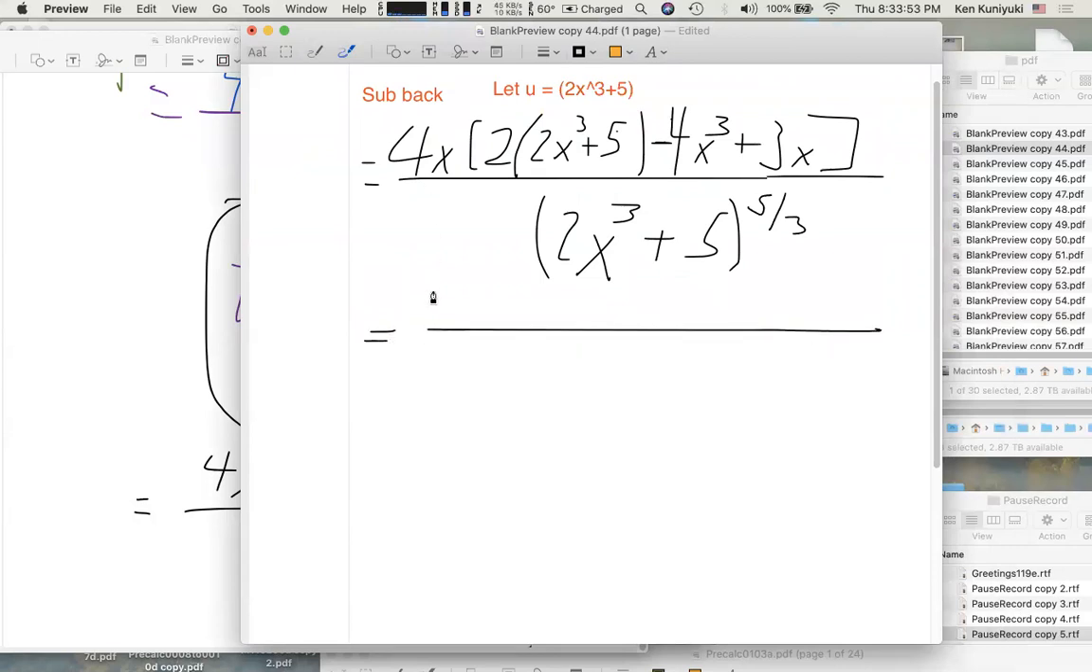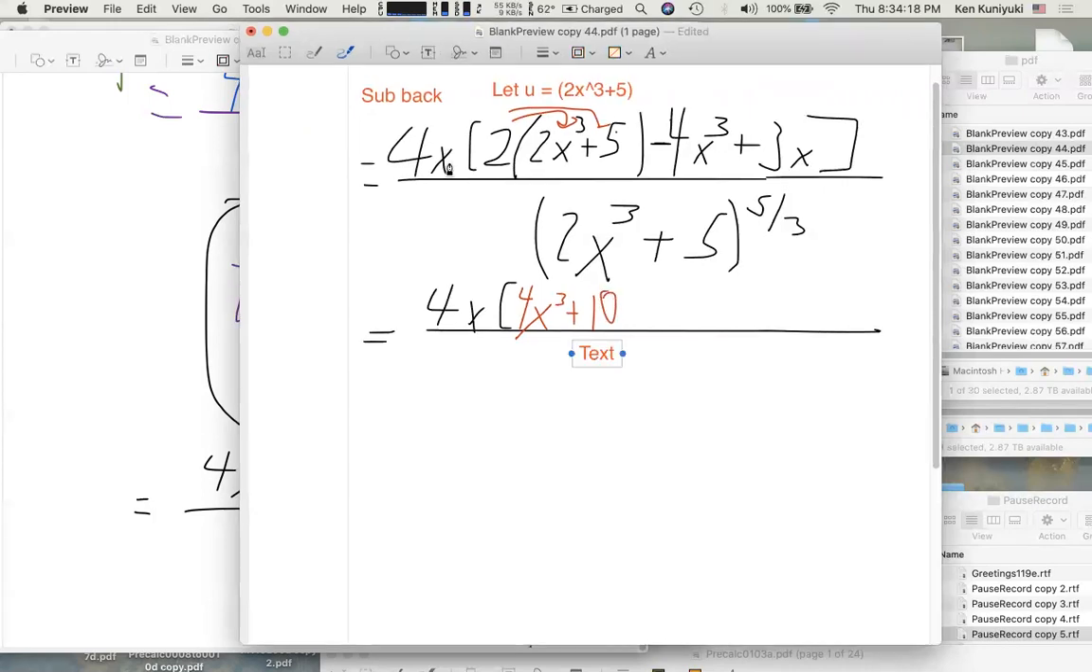Okay, on the top, we have 4x. There's no point in multiplying it back in. 4x times a quantity. We distribute, all right? The classic distributive property. The 2 goes into here and into here, but nothing to do with these guys, right? So 2 times 2x cubed is 4x cubed. 2 times 5 is 10. I can do that. All right. Oh, and something really great happens. This looks familiar.